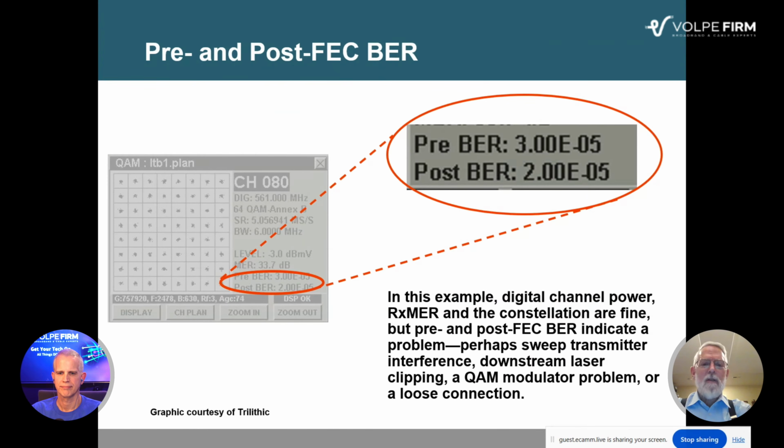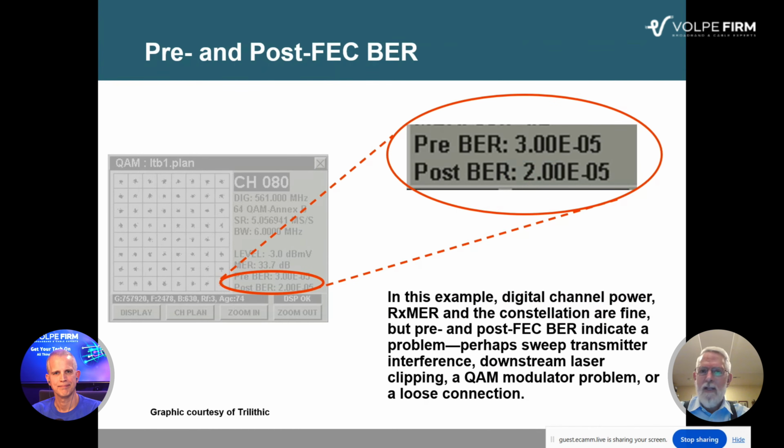Now, going back to that one on the left, I mentioned there were some pre-FEC and post-FEC bit errors. On 64 QAM, no less. Well, yeah, and you look at this and you say, well, what might be going on to cause pre- and post-FEC bit errors? The Constellation looks good. The digital channel power is good. It's minus 3 dBmV, so that's fine for 64 QAM, and actually it's fine for 256 QAM. RxMER is good at almost 34 dB. Constellation looks good. But the presence of pre- and post-FEC bit errors suggests there's something amiss, but it's intermittent.